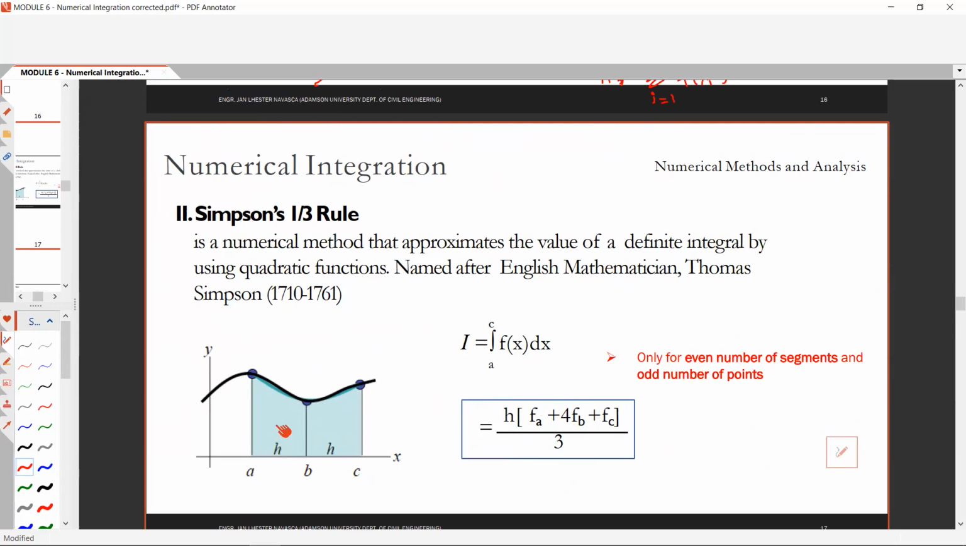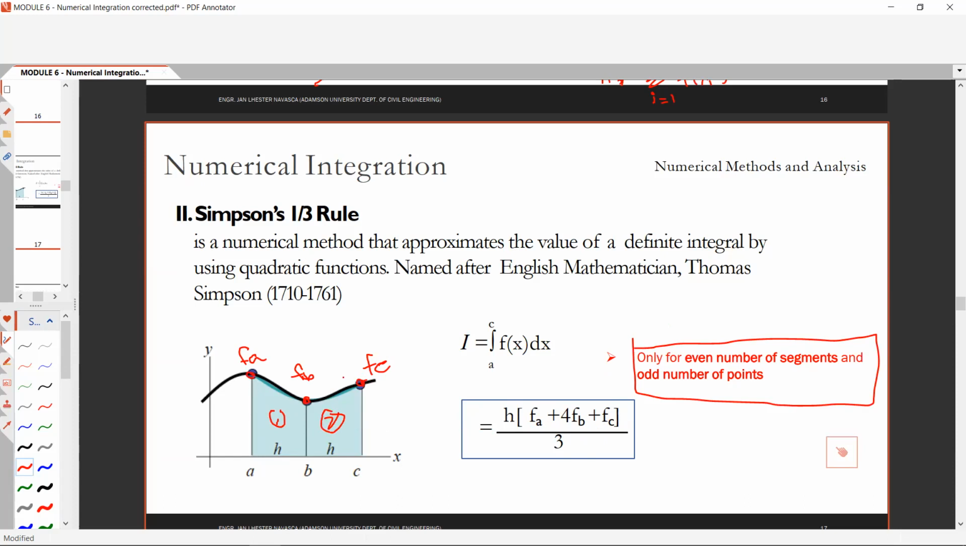So kung mapapansin natin, need niya lagi ng 2 segments. Okay? 2 segments, lagi niya kailangan ng 2 segments para magamit yung formula na to dahil meron siyang FA, FB, and FC. Ayan. So ito yung FA, this one is FB, and this one is FC. Okay, so mapapansin natin, take note, that only for even numbers of segments and odd number of points. The segments is 1 and 2 and odd number of points.